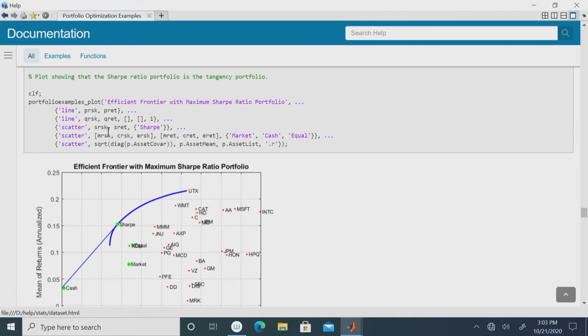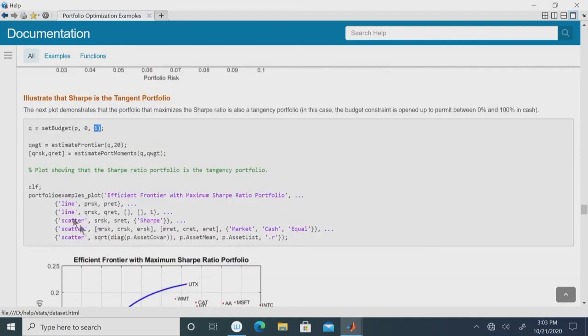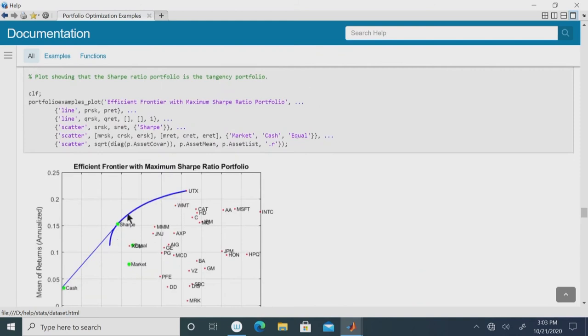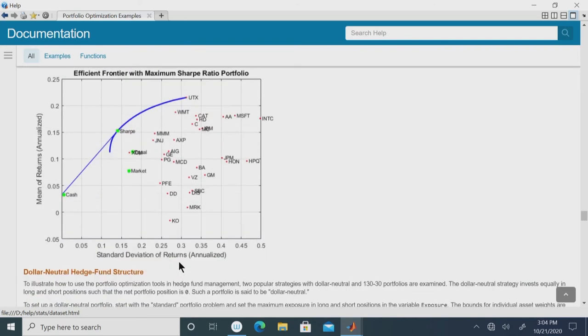And SRSK and SReturn generate this particular point, which is the portfolio with the maximum Sharpe ratio. And of course, PRSK will generate the efficient frontier curve here, and QRSK will generate the tangent line. You observe very carefully that this tangent line touches the efficient frontier at this point. And as you can see visually, this is the same as the point which is the maximum Sharpe ratio. Okay, so let us now come to the last topic.